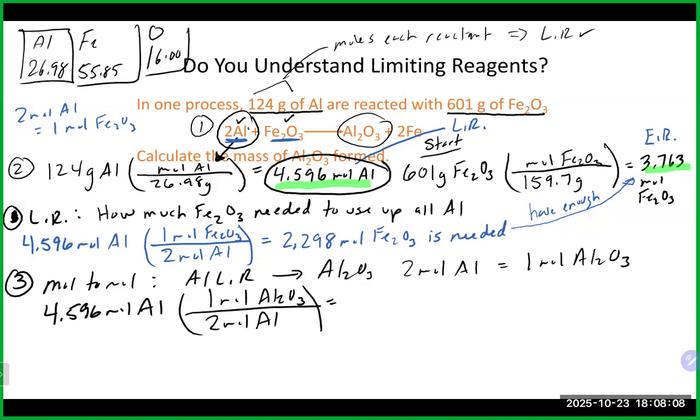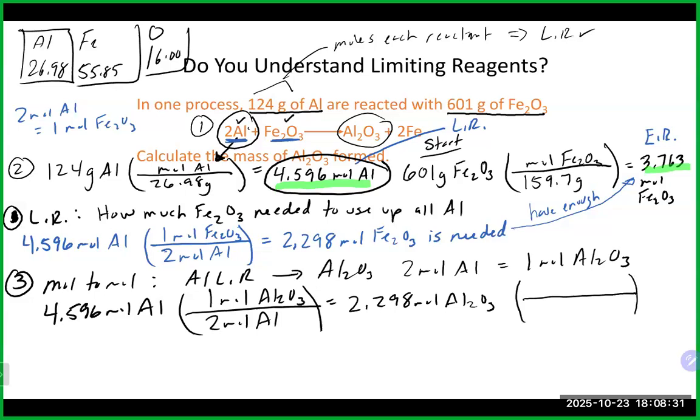I'm just going to do it step by step. Once again, as we talked about last time, you can do it at this point in sort of a big calculation if you like and continue on. But we'll end up with 2.298 moles of aluminum oxide. And we do want grams, so we will have to go back to the periodic table now and get the molar mass of aluminum oxide.